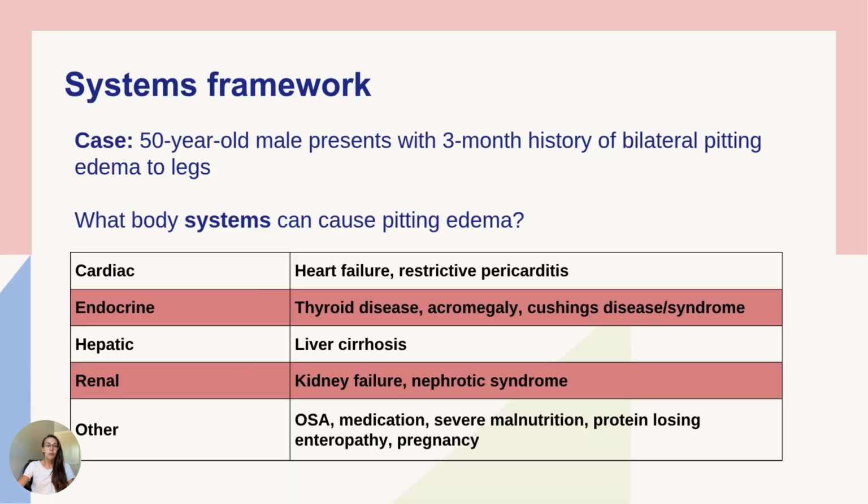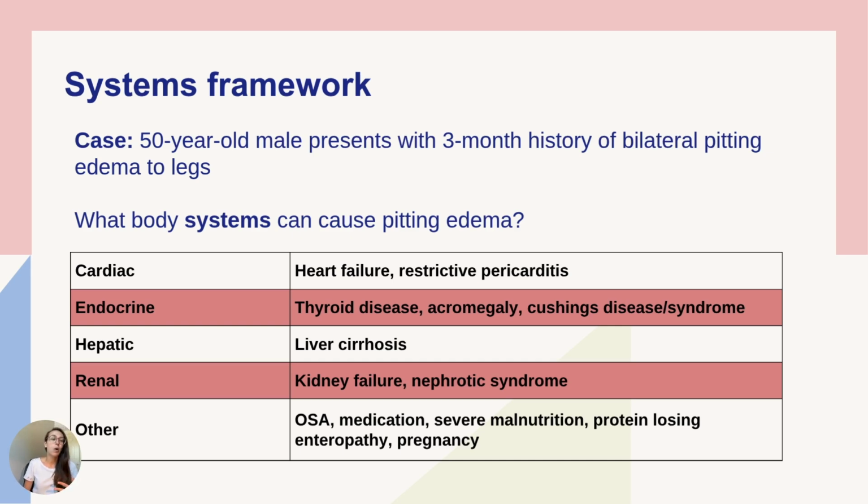So, for our first case, let's say a 50-year-old male is presenting with a 3-month, so chronic history of bilateral pitting edema to the legs. Instead of just kind of randomly thinking up differentials, I want to make sure that I'm using differential buckets to tailor my history, physical exam, and differential. So, what I asked myself is what body systems can cause pitting edema?